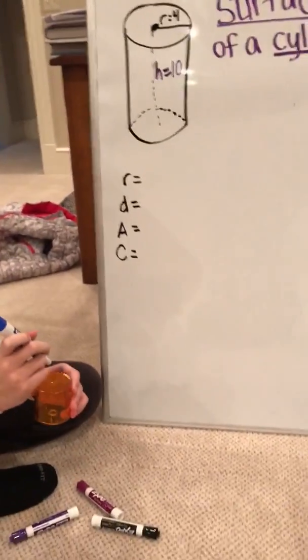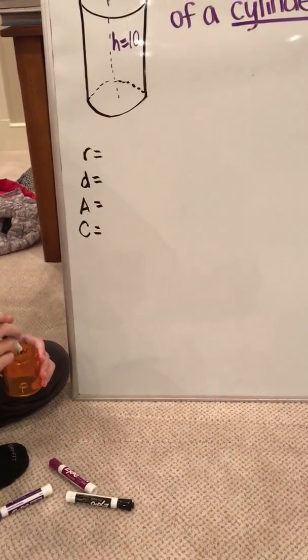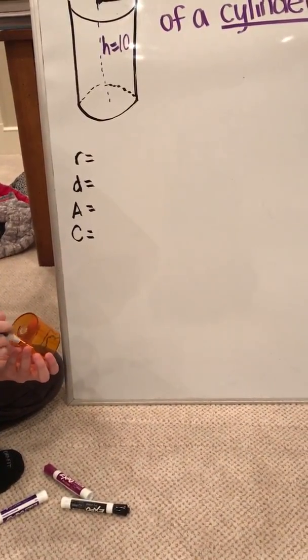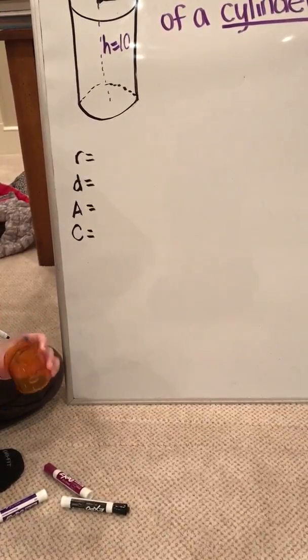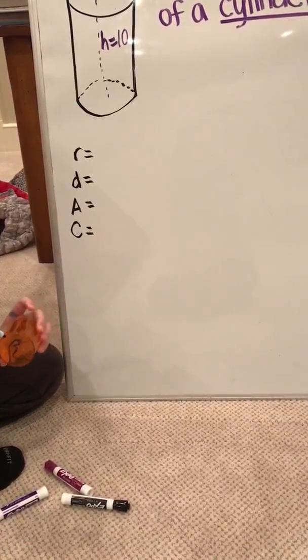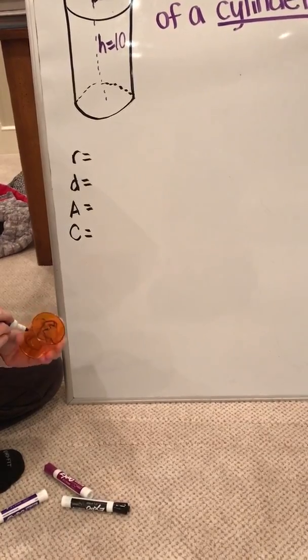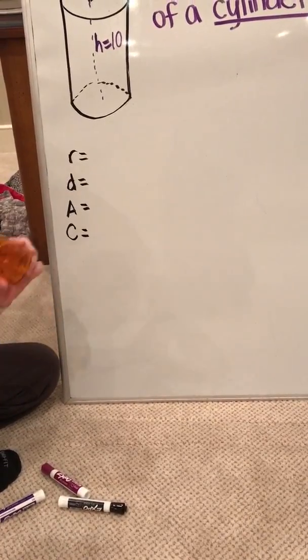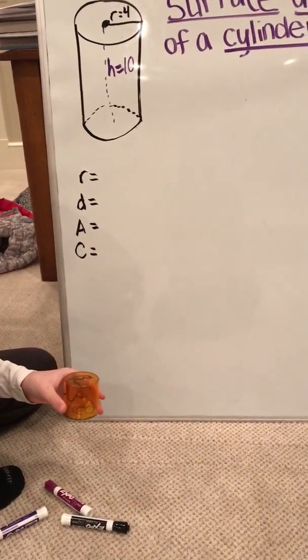Yeah. It has two circles, and one rectangle. Two circles and one rectangle. The rectangle wraps around, right?